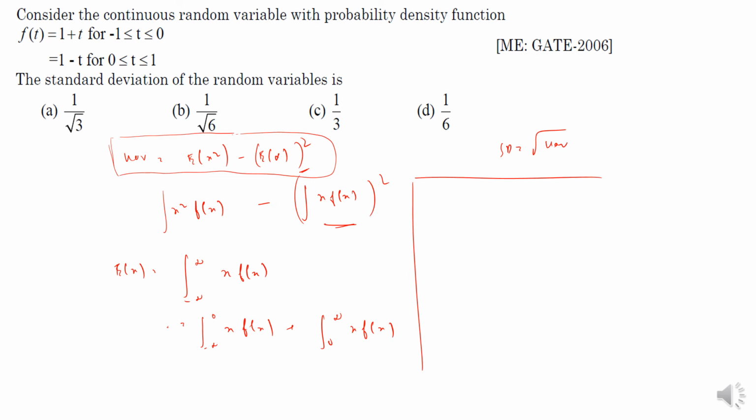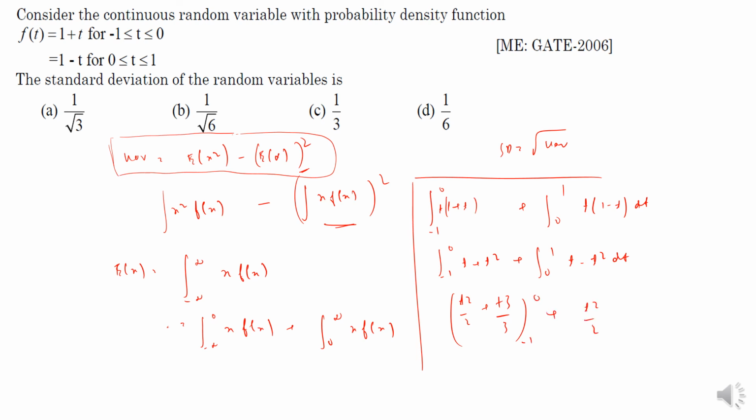Now if I write it, minus 1 to 0 is what? 1 plus t, t into... plus 0 to 1, t into 1 minus t dt. Now if you do, minus 1 to 0 t plus t square, plus 0 to 1 t minus t square dt. Now t square by 2 plus t cube by 3 from minus 1 to 0, plus t square by 2 minus t cube by 3, from 0 to 1.